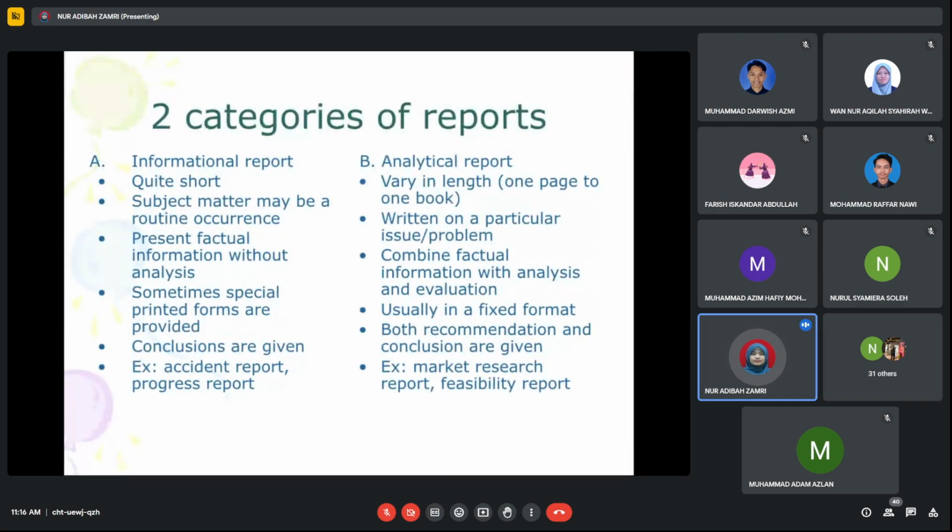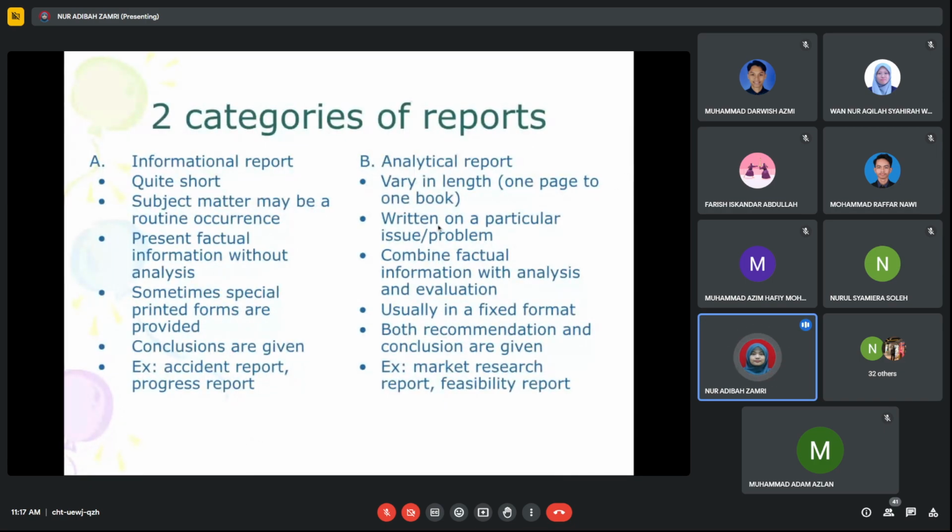All right. So these are the differences between these two categories, which are informational and analytical. Informational reports are quite short. Subject matter may be a routine occurrence. They present factual information without analysis. Sometimes special printed forms are provided, conclusions are given, for example, accident report, progress report. So these types of report fall under informational report.